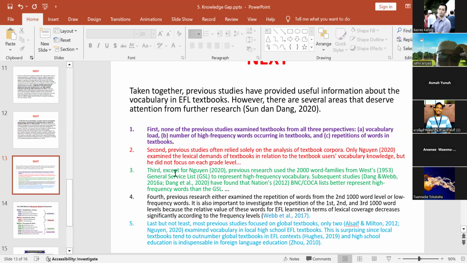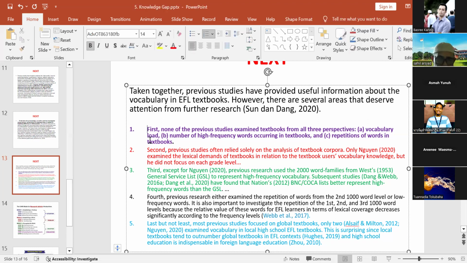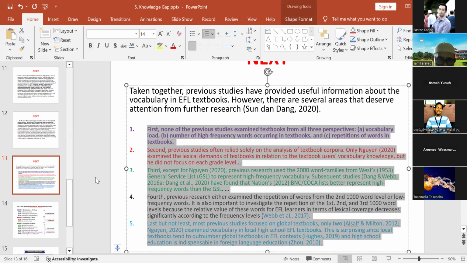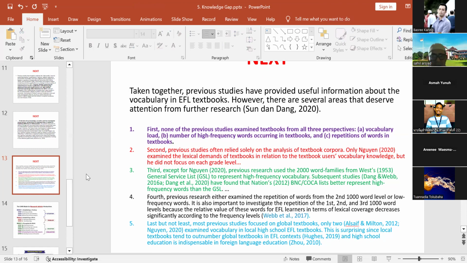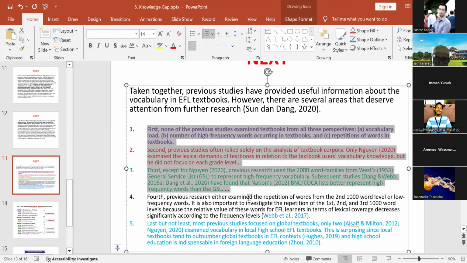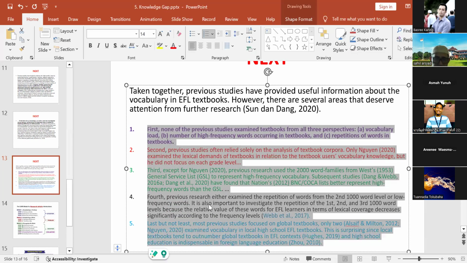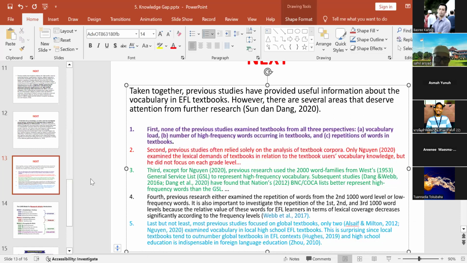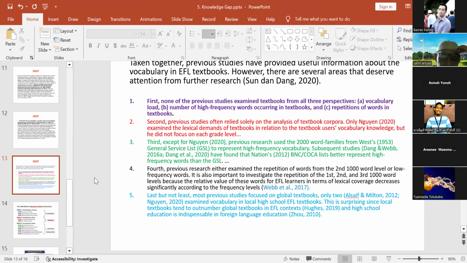So there are 5 sentences or 5 claims of research gap addressed by the authors to support, to justify their research. And these 5 sentences were taken from the analysis results from the previous studies. Okay, we cannot just come up to this conclusion, or this claim of this statement, without analyzing, without referring to previous studies.